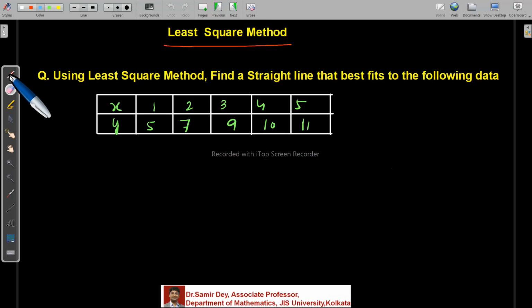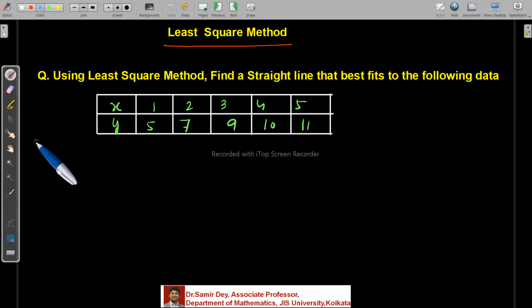What is the least square method? The least square method is a method by which we can find the best fitting approximating curve for the given data. Here I have considered one important example. The question is: using the least square method, find a straight line that best fits the following data. There are x and y values given.